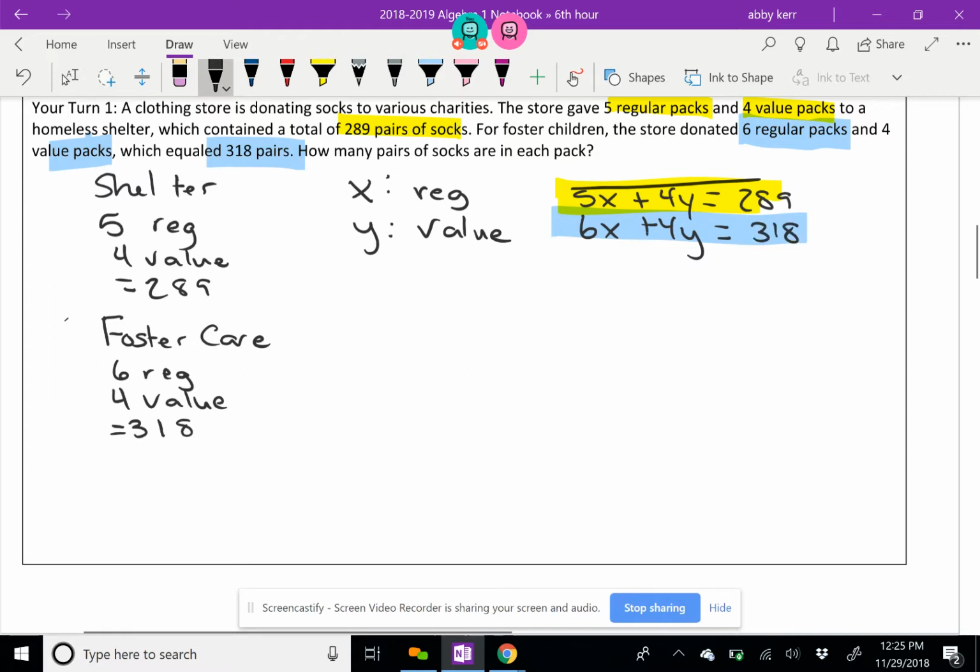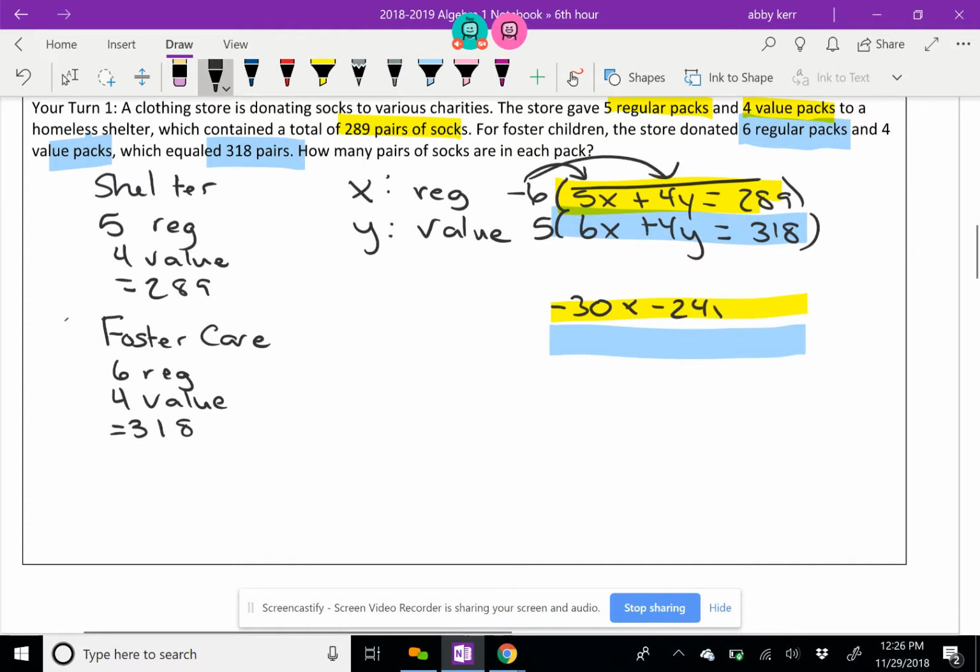And now you use the flow map just like you did. I'm going to make one of them opposite. And then you're going to just distribute. So my new yellow line will be down here, and then my new blue will be down here. So negative 6 times 5x is negative 30x. Negative 6 times 4 is negative 24y. 289 times negative 6 is negative 1,734.